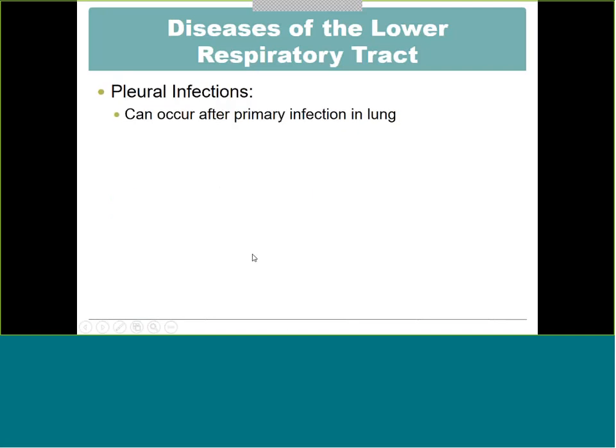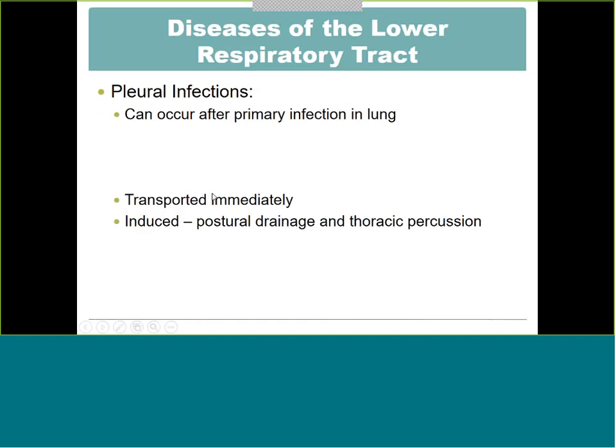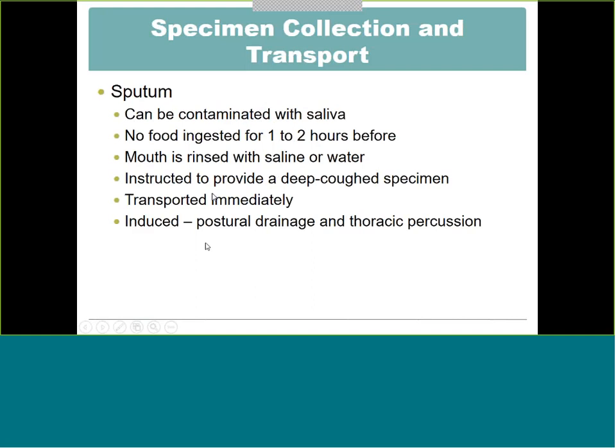All right, pleural infections are just anything that can occur after a primary infection in the lung that will affect the pleura. As far as specimens go, we are going to collect based on what's wrong with them. If they're having a productive cough where they're actually coughing up phlegm or sputum, let's collect the sputum and test it. We can grow out what's actually causing the pneumonia on agar plates and determine the actual pathogen.